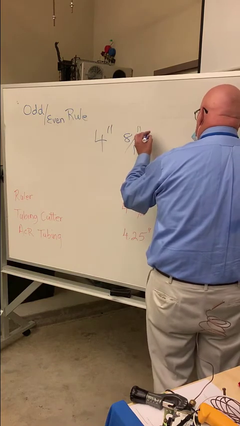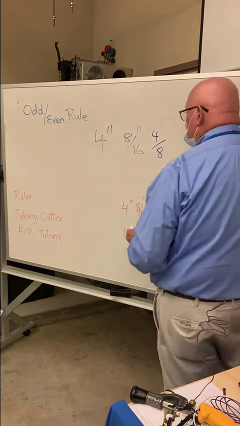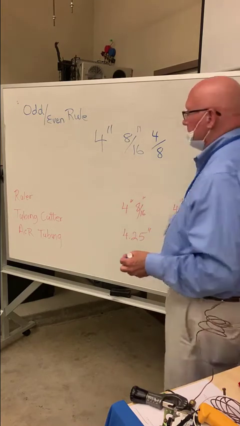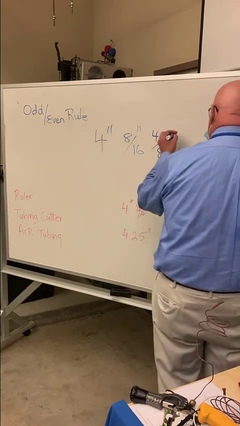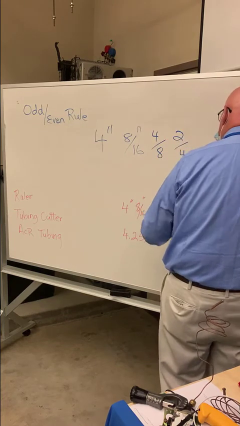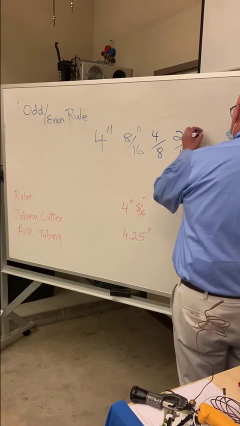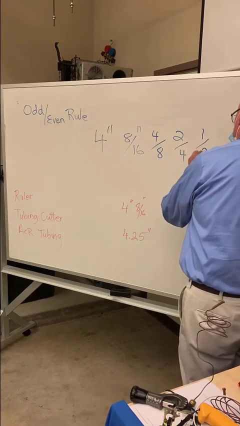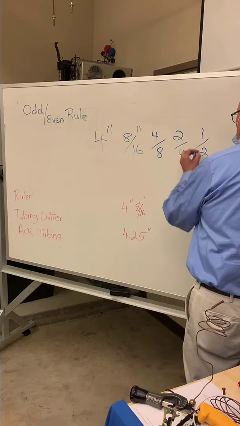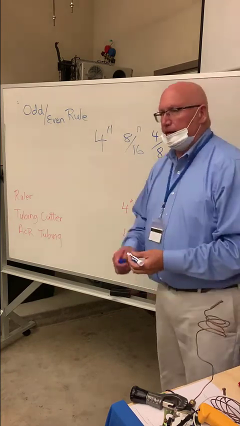Well, I can reduce that to 4/8. Okay. I can reduce this further to 2/4. And I can reduce this further to 1/2. Odd over even. That's the end.